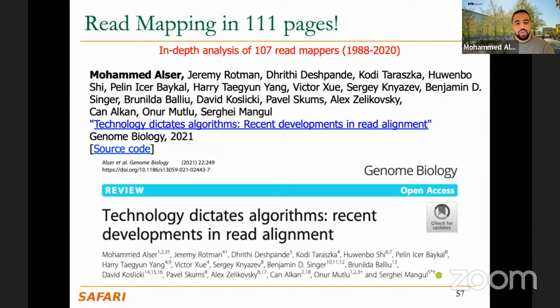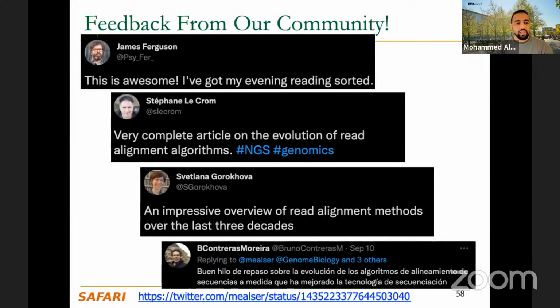So I recommend, if you're interested in this topic, that you read this paper. We survey a large number of algorithms starting from 1988 all the way until last year. So I recommend everyone to read it. We got very good positive feedback from the bioinformatics community, so we appreciate that.